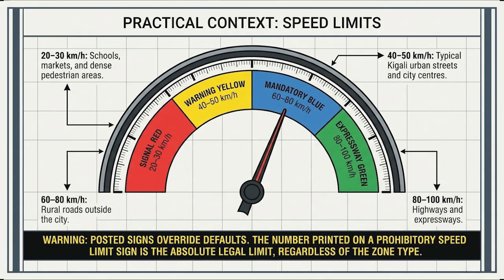But here is the absolute most critical takeaway. Posted red ring signs always override these default zones. Whatever number is printed inside that red circle is your absolute, legal, camera-monitored maximum. No exceptions.